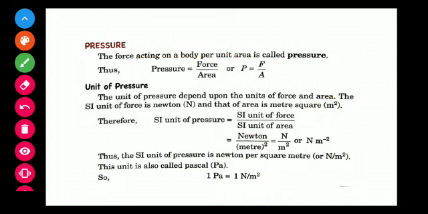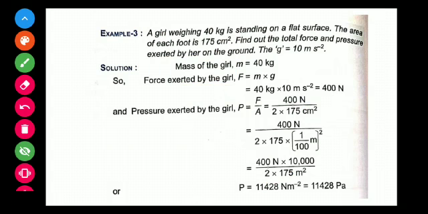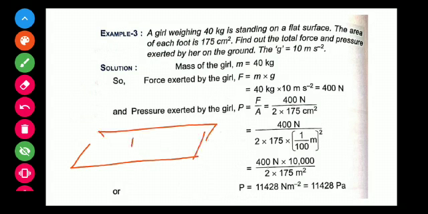Next, there is a numerical. A girl weighing 40 kg is standing on a flat surface. This is your flat surface. The area of each foot, this is your first foot, this is your second foot, is 175 centimeter square, and mass of the girl is 40 kg.